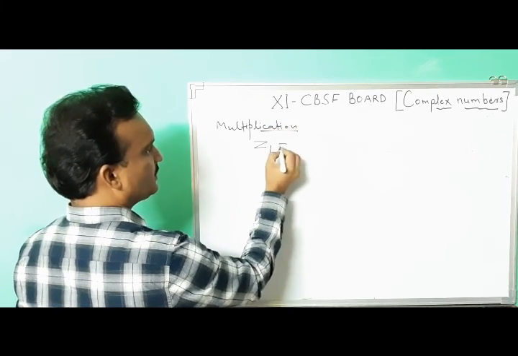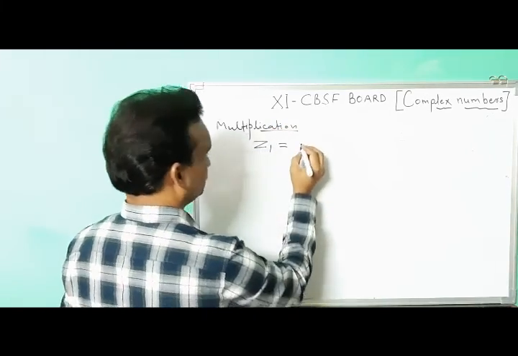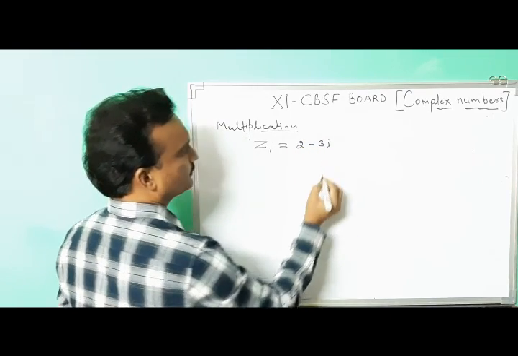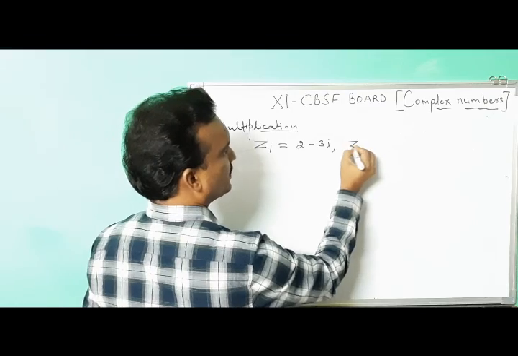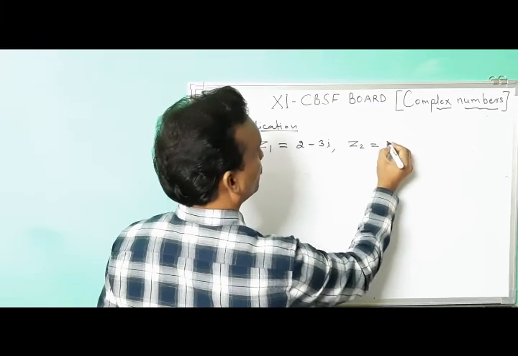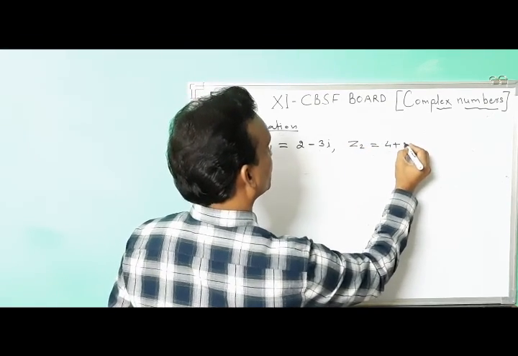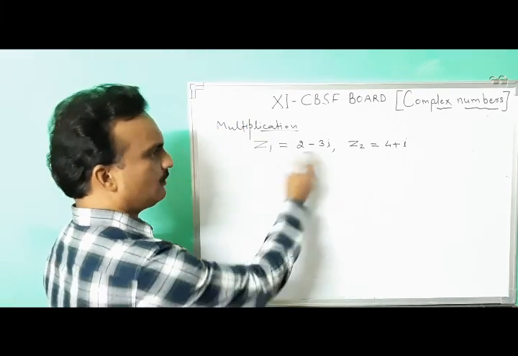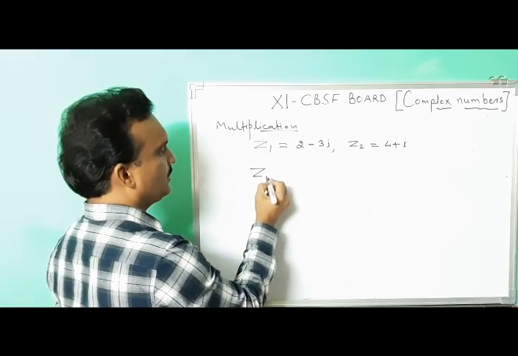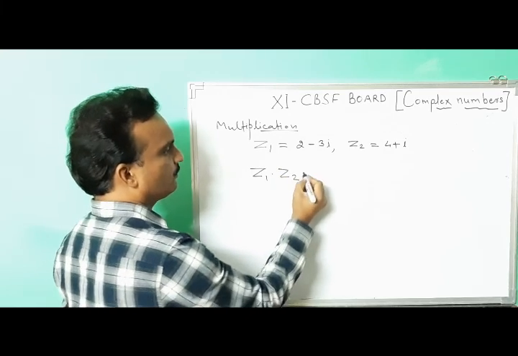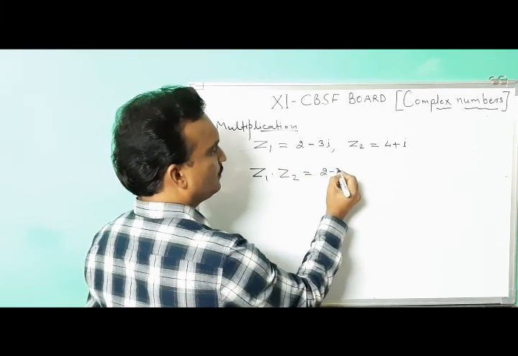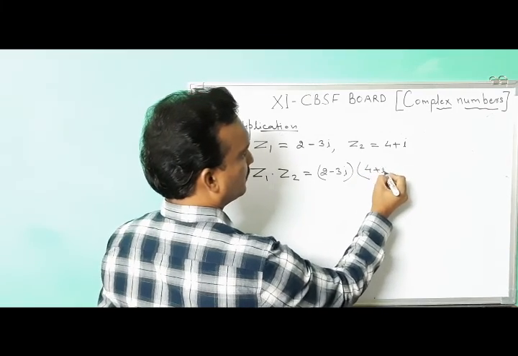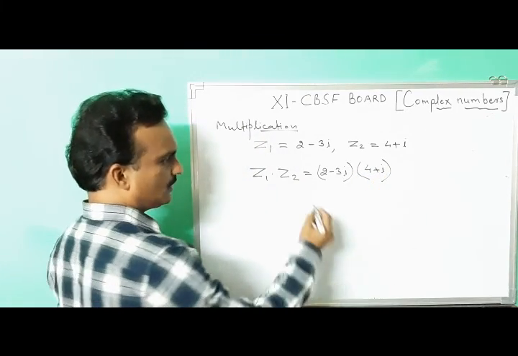Suppose z1 is equal to 2 minus 3i and z2 is equal to 4 plus i. These two numbers you have. Multiply these two numbers. That means z1 into z2 equals (2 minus 3i)(4 plus i).